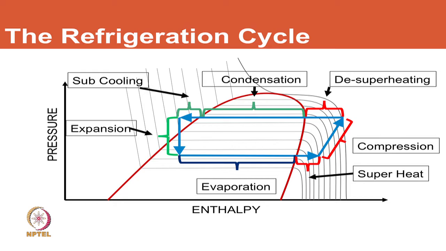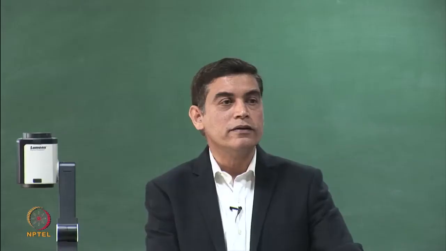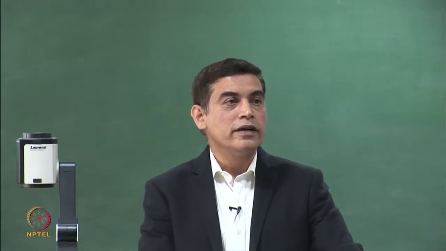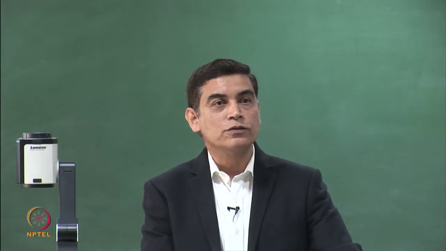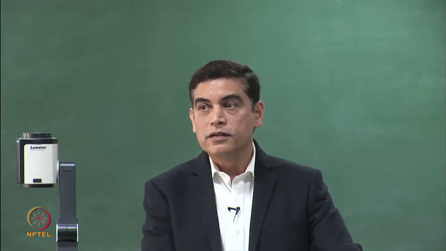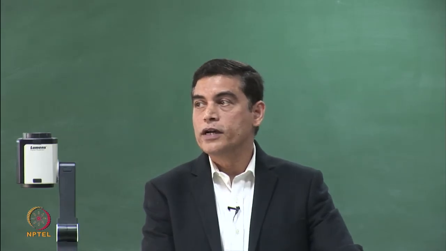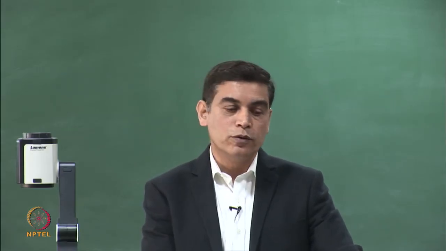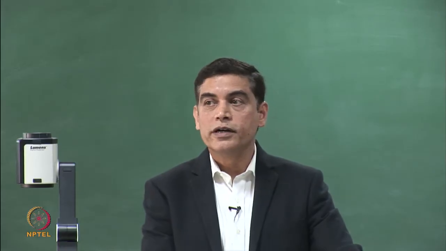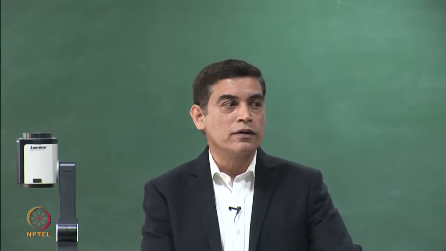Then there is another aspect to remember, that during expansion we are not recovering any work. Potentially we could expand refrigerant inside a turbine and recover some work, but the amount of work is so small that it does not make sense, and for reasons of space and cost, it is standard practice not to go in for that recovery. So, what we do is simply use a throttling device, and we are going to talk about different types of throttling devices today.